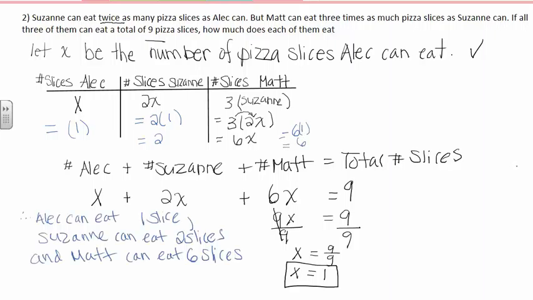Therefore, Alec can eat 1 slice, Suzanne can eat 2 slices, and Matt can eat 6 slices. And we can check that by making sure it's a total of 9 slices. 6 plus 2 plus 1 is 9, therefore we are correct.